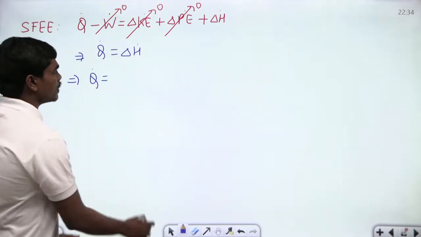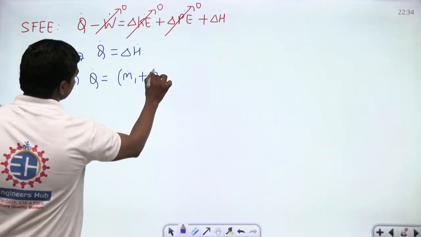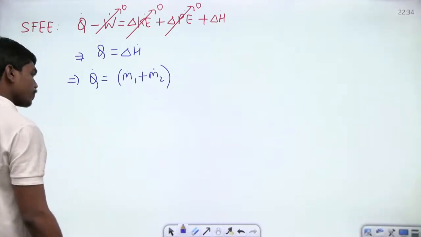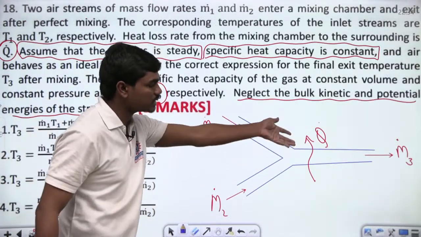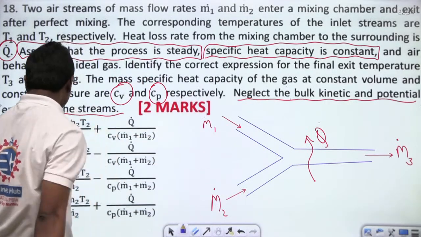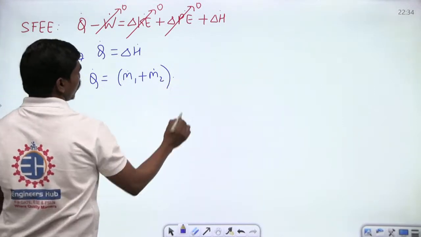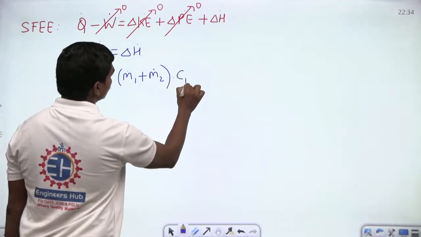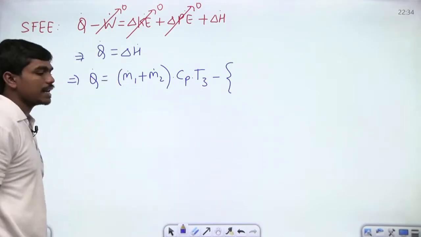So the final enthalpy can be written with M1 dot plus M2 dot, because this is the total mass flow rate that flows out. This is M1 dot and this is M2 dot, and meanwhile there is no mass generation or mass escaping. So definitely M3 dot should be equal to the summation of these two, M1 dot plus M2 dot. Next, if you know this, then what could be the specific enthalpy? Cp into T3 minus the summation of initial enthalpies.